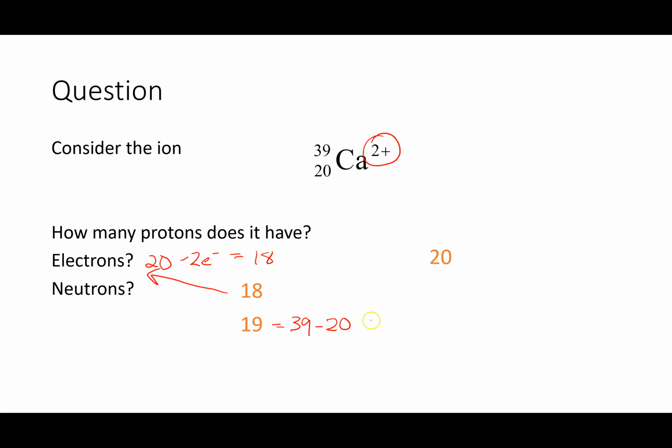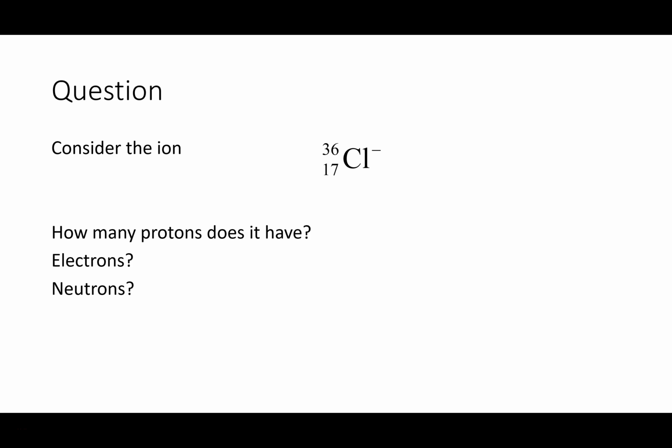39 minus 20, yep. That gave us 19 neutrons, exactly. Yep. Chlorine. Is chlorine similar to fluorine? It is. Remember, it's in the same group, same family. They both pick up one electron, form a negative one charge. Okay. So, of course, protons is 17.